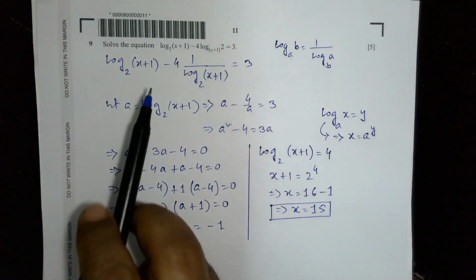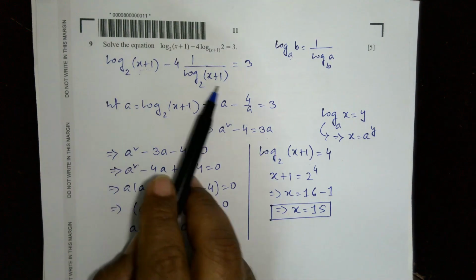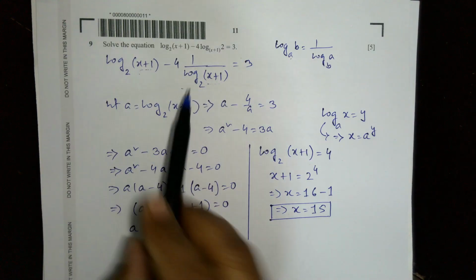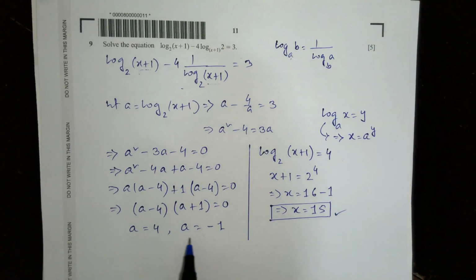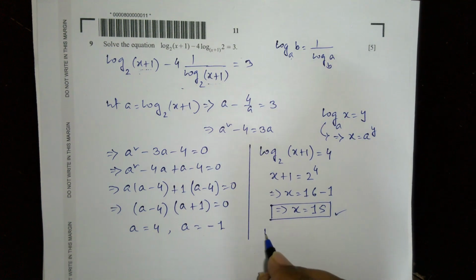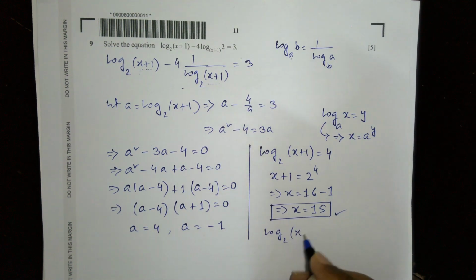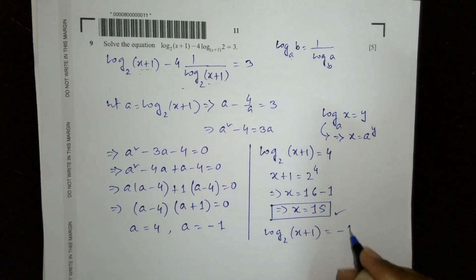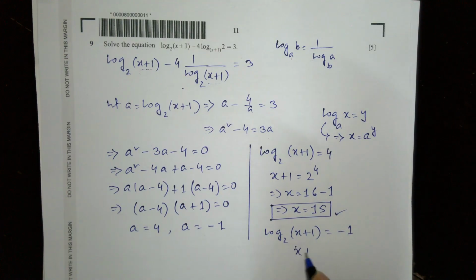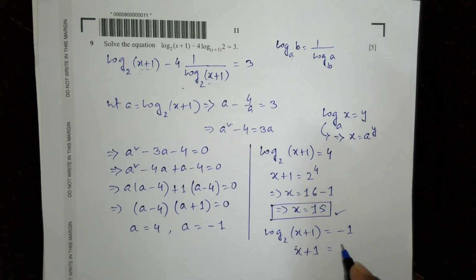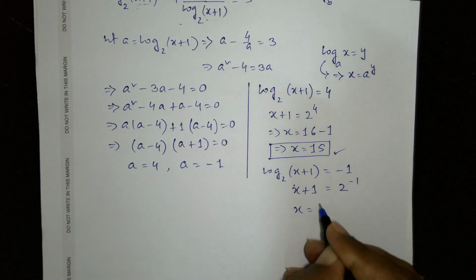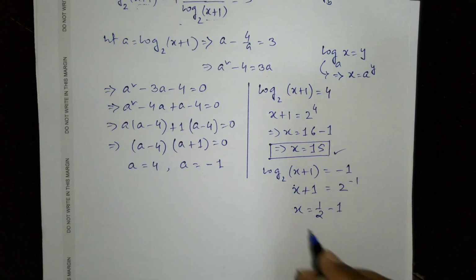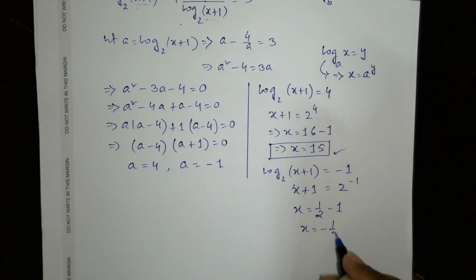If we substitute x equals 15, both logs remain valid, so this must be a valid answer. For the other part, I can write log 2 base x plus 1 equals minus 1, hence x plus 1 equals 2 to the power minus 1. What is 2 to the power minus 1? It's nothing but half. So x equals half minus 1, therefore x equals minus half.